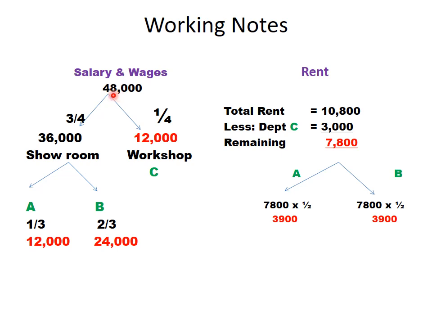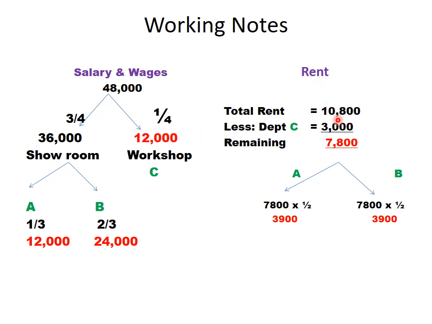Total salary and wages is 48,000. First calculate 3/4 for AB. AB salary is 36,000. That 36,000 distribute to A and B in 1:2 ratio, 1/3, 2/3. So A salary 12,000, B salary 24,000, and 48,000 into 1/4 is 12,000. That will go to C. So thus A gets 12,000, B gets 24,000, C gets 12,000.